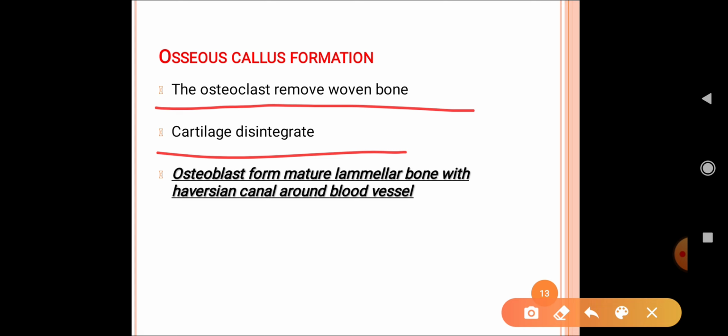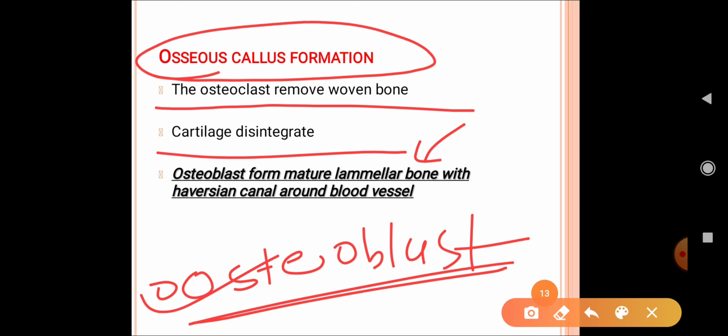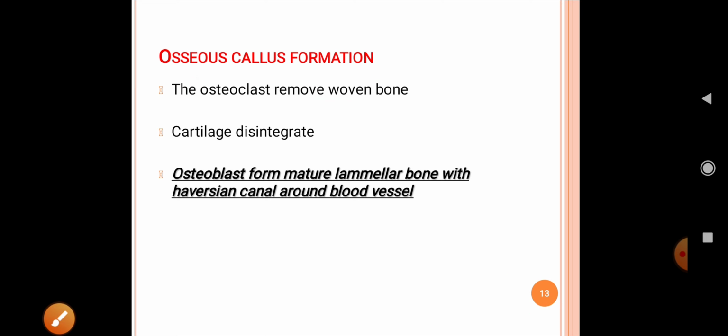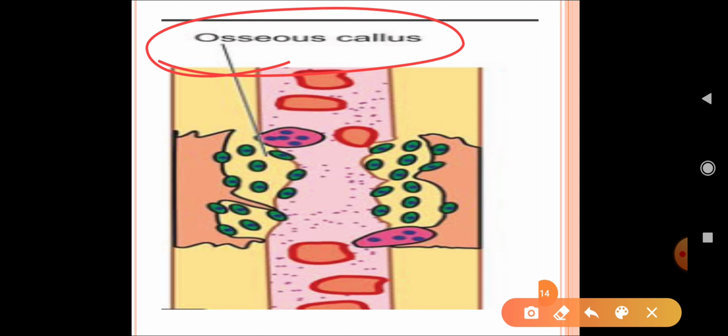There will be new firm bone formation, new strong bone formation with the help of osteoblast. The osteoblast will form the mature lamellar bone, and that has the Haversian canal around the blood vessel, and that is your permanent bone. So the woven bone will be replaced by stronger bone, that is lamellar bone, and this stage is known by the name osseous callus formation. The formation of lamellar bone is also known by the name osseous callus. So this is your permanent bone and it is very strong. So this is the particular figure showing the osseous callus formation.